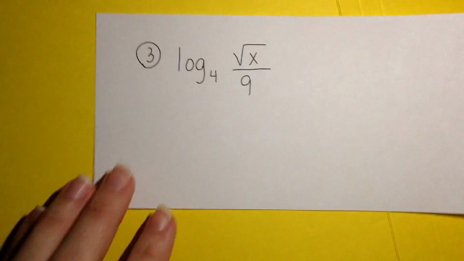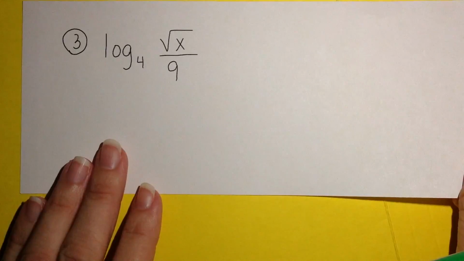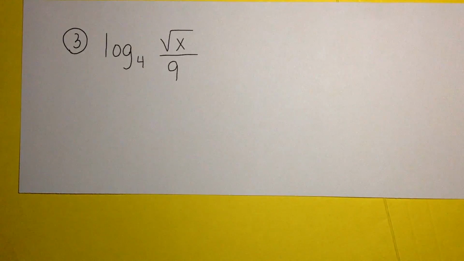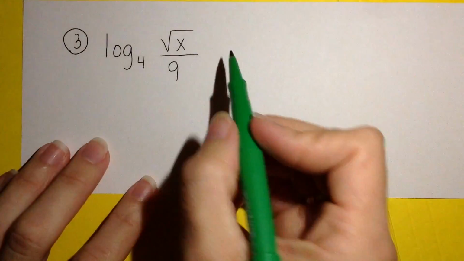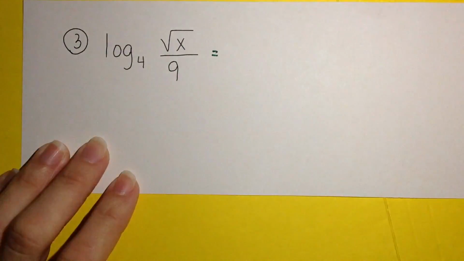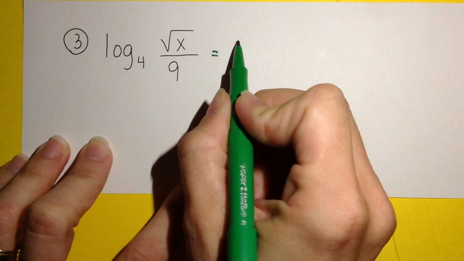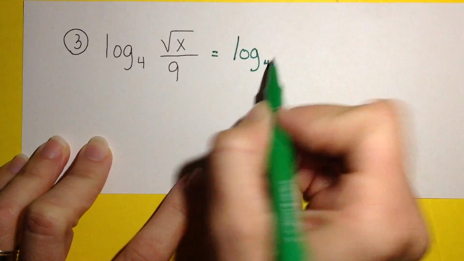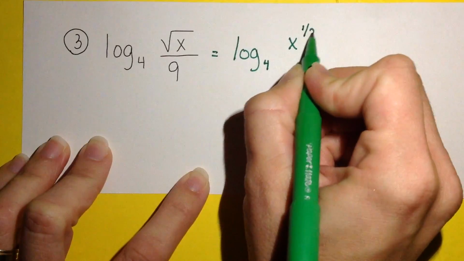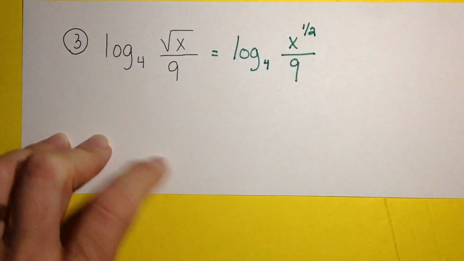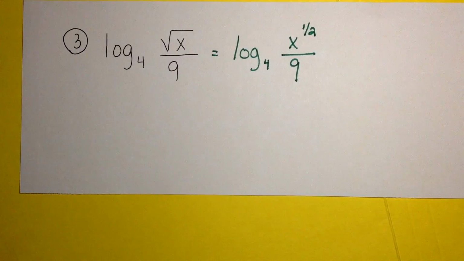Okay, next one. On this problem I need to do a little bit of rewriting of the original problem before I start using the expanding rules. What I've got to rewrite is the square root. You saw this earlier in one of the other sections: if you come across a radical you do need to rewrite it. So this would be log base 4 of x to the 1/2 power divided by 9. That's just simply rewriting it.